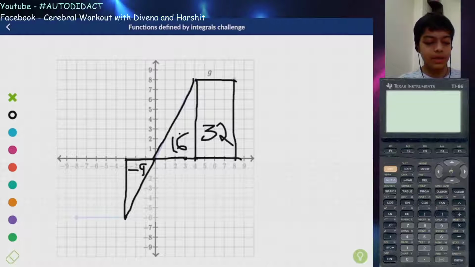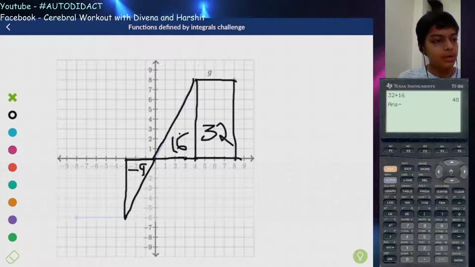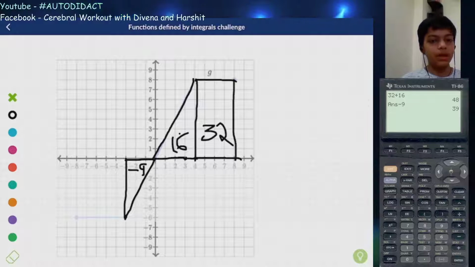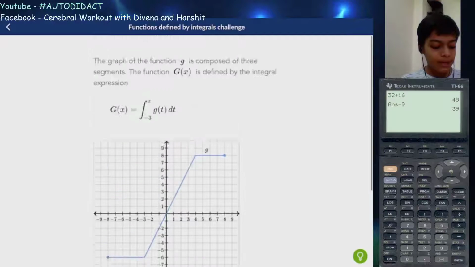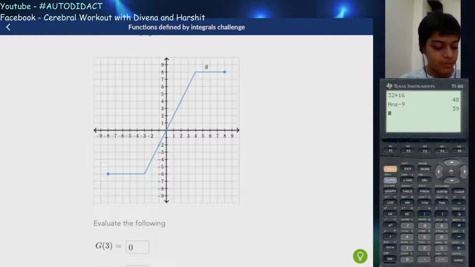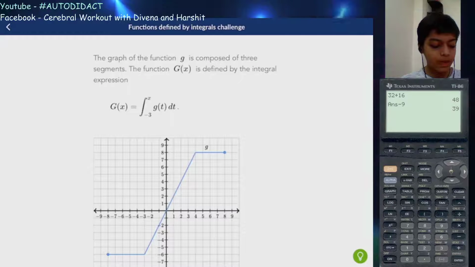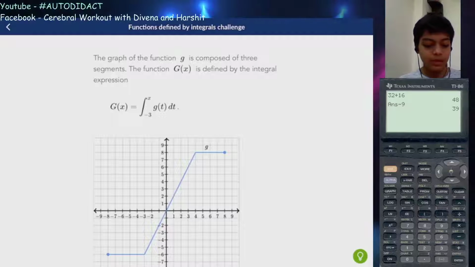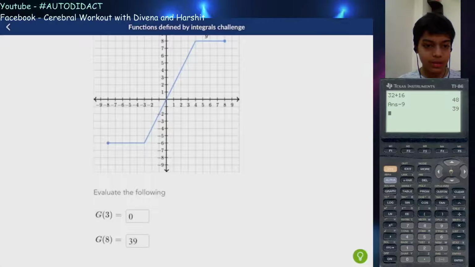So let's add these areas. G of 8 will be equal to 32 plus 16 minus 9, which is equal to 39. So this answer is 39. Let's check once more. For G of 3, it is the integral from -3 to 3. Its area was two triangles with the same area but negatives of each other, so it will be equal to 0.